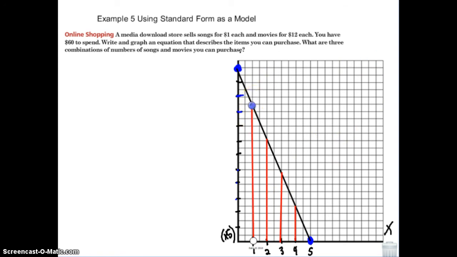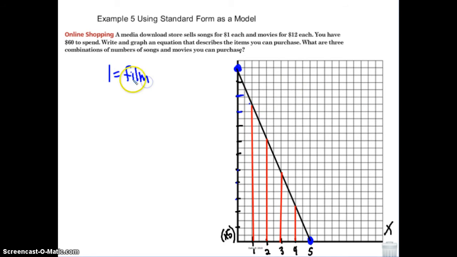So let's see, if I bought one movie, if I bought one film, how many songs could I buy? Remember, this is songs and this is films. So if I bought one film, it looks like I would buy, remember this is 60, so that's 55, that's 50, and that's 45. So I'd say somewhere, let's just say it's 46 songs.